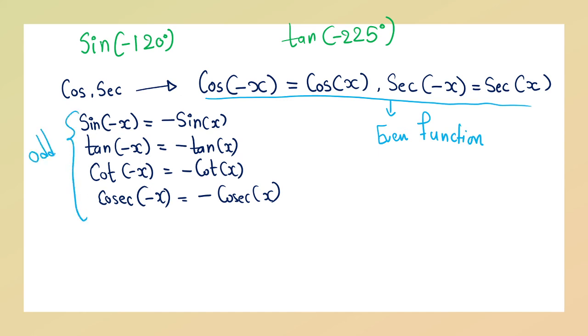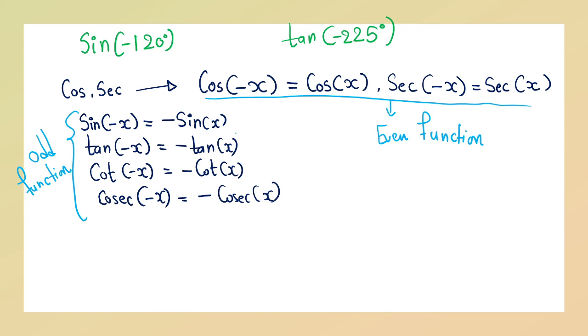I request students who are curious to search more about what is called even, what is called odd, why it is called even, why it is called odd. But for now, what I am giving is that cos and sec are even functions. That means their value at the negative angle is the same as their value at the positive angle. But sine, tan, cot and cosec are odd functions.